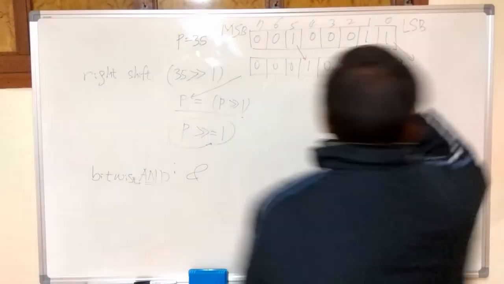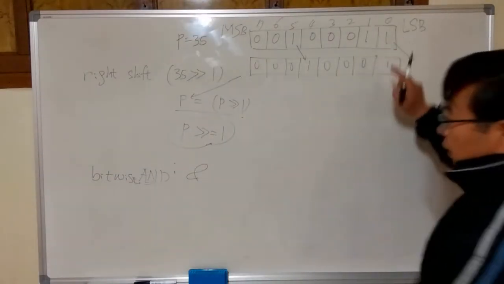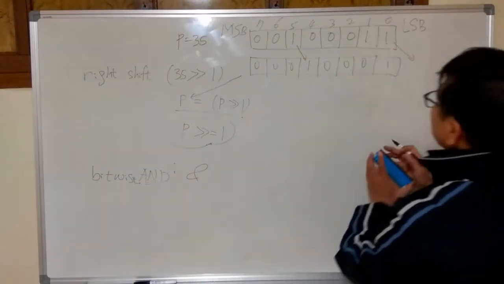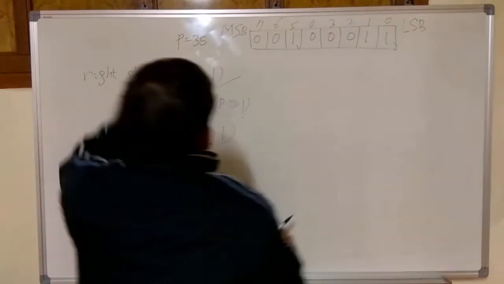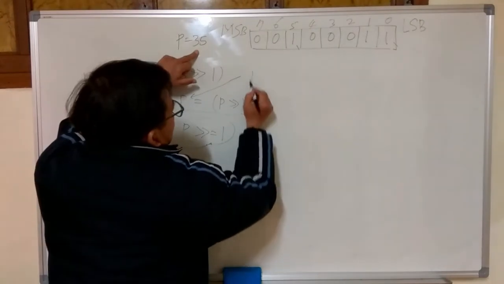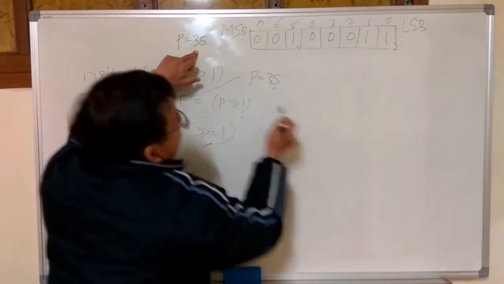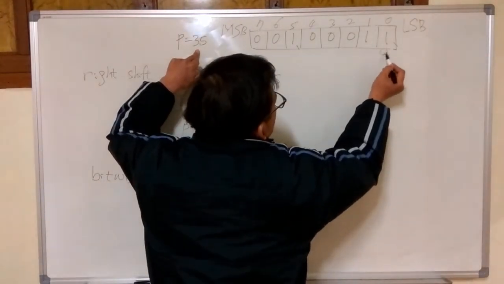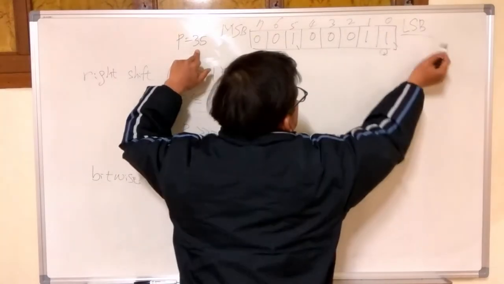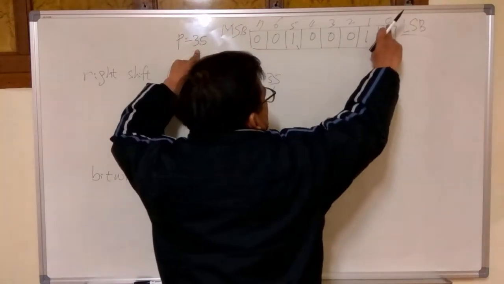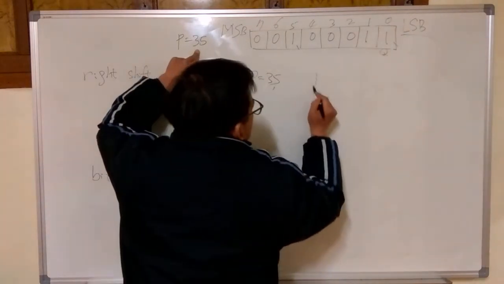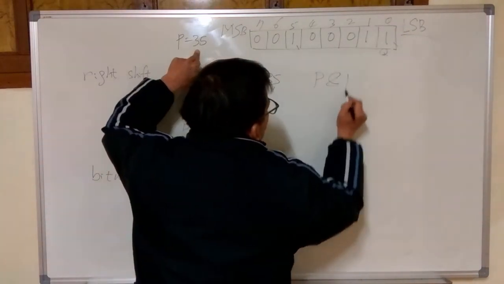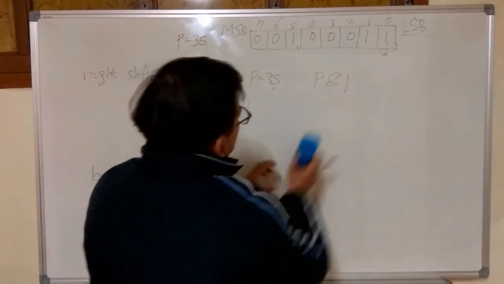So if we want to get the first bit, for example, P is 35, and if we want to get the least significant bit, the zeroth bit, we can say P and 1. Now let's see what it means.